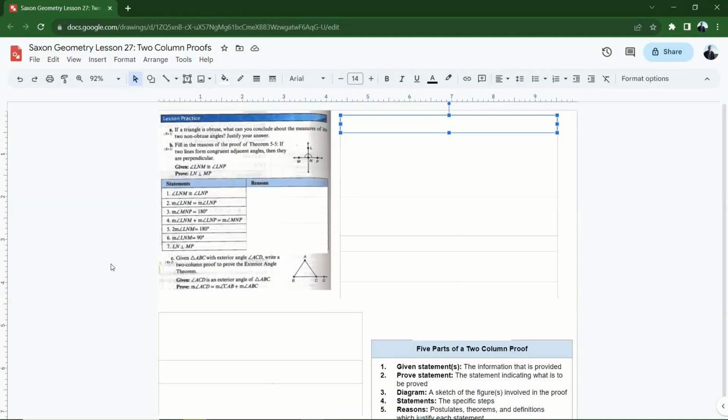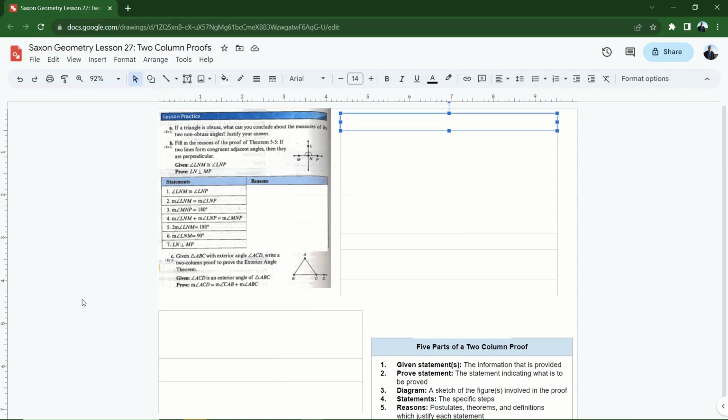Hello geometry students. In this video we are going to be approaching one of the hardest topics in all of geometry, and that is the two-column proof. A two-column proof is a very formal way of starting with a set of things that you know and proving something more complicated from that set in a very elegant and stepwise way that proves that every single step along the way you have a reason for what you're doing.